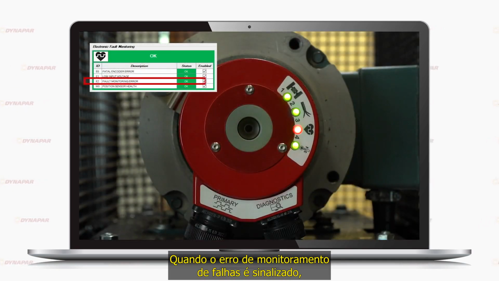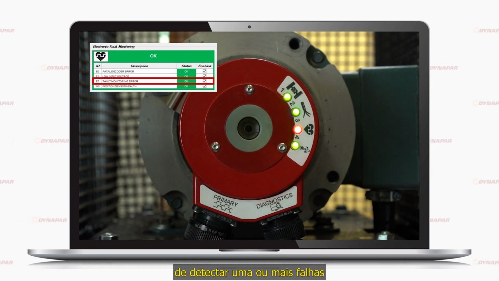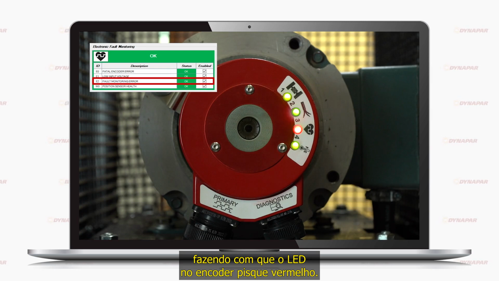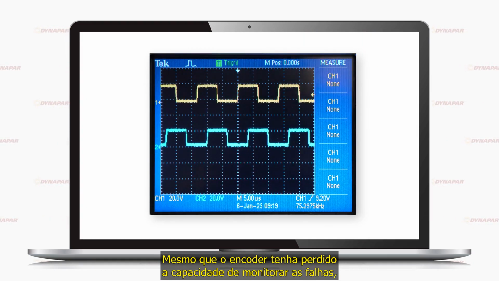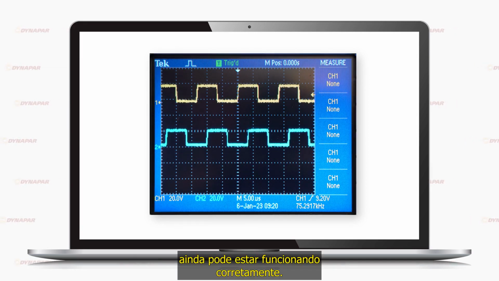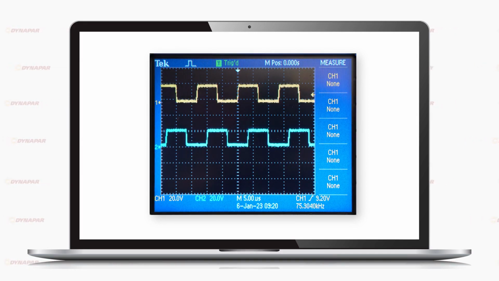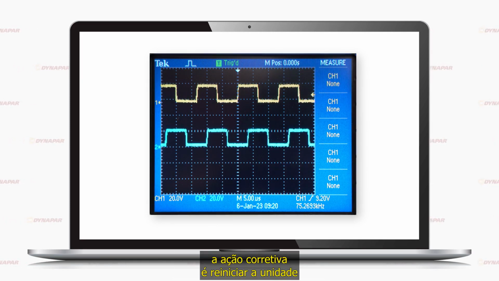When the fault monitoring error is flagged, this indicates that the encoder has lost the ability to detect one or more faults and in turn causes the LED on the encoder to pulse red. Even though the encoder has lost the ability to monitor faults, the ABZ output signal of the encoder may still be functioning properly. When the fault monitoring error is triggered, the corrective action is to power cycle the unit, and if the fault persists, to replace the encoder.